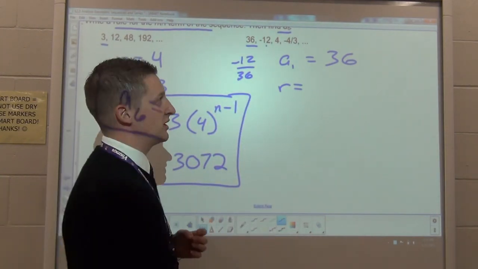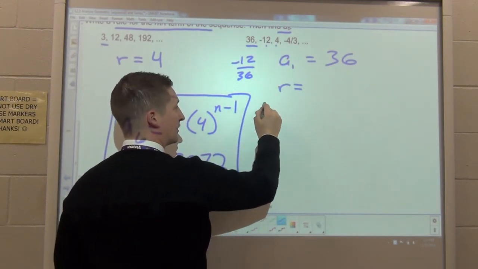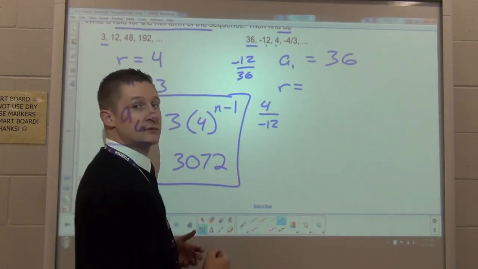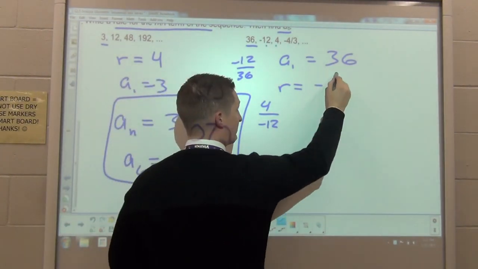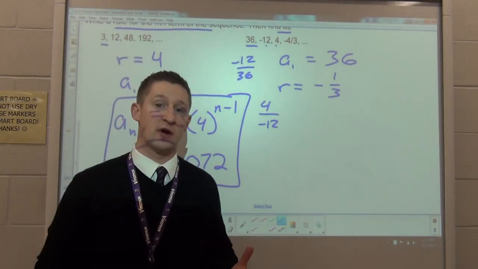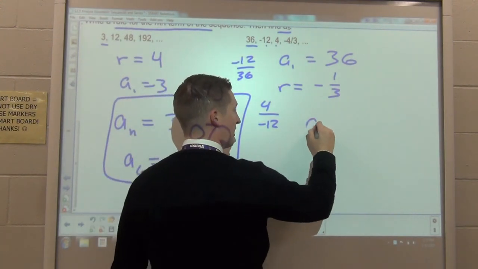Now, I think that's what the ratio is going to be, but I'm going to check one more time. What if I take 4, the third term, and divide it by negative 12, the term right before it? Is that also negative 1/3? Yes, it is. So I'm pretty confident I can say that negative 1/3 is going to be our common ratio. And it's okay to have a fraction, or a negative number too. Once we know these two things, we can write our rule.